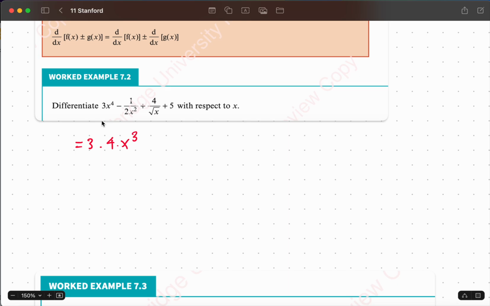Let me write the whole function, since it's not in power form yet: 3x to the power of 4 minus 1 over 2 x to the power of minus 2, plus 4 x to the power of negative 1 over 2, plus 5. This is the function. Let's differentiate one by one. We already differentiated the first term, so let's differentiate the second term. Just write the 1 over 2, negative 1 over 2 there, and then differentiate.